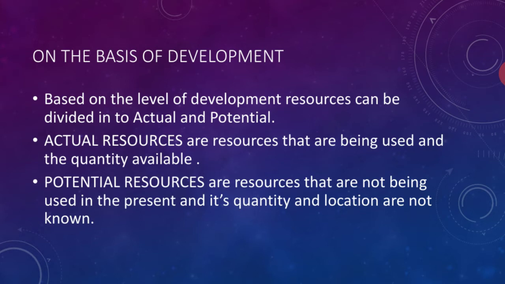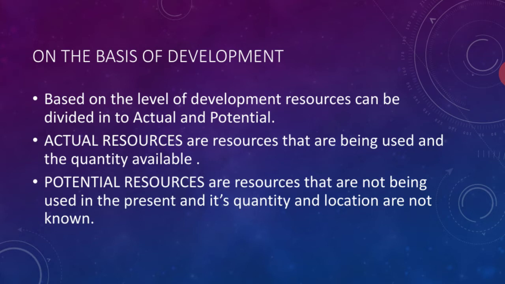Actual resources are resources that are being used, and the quantity available is known. How much quantity is there, that we know actually. Based on that, we will use it. So that kind of resource will be called an actual resource.